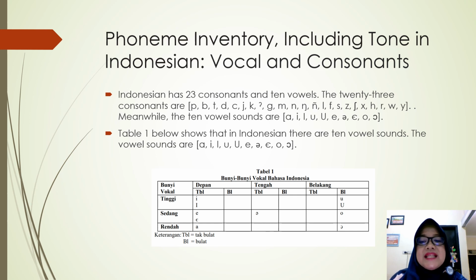According to Kridalaksana 2002, in Indonesian, the sound inventory can be described as follows. Indonesian has 23 consonants and 10 vowels. The 23 consonants are P, B, T, D, C, J, K, G, M, N, Ng, L, F, S, Z, Ch, X, H, R, W, Y.